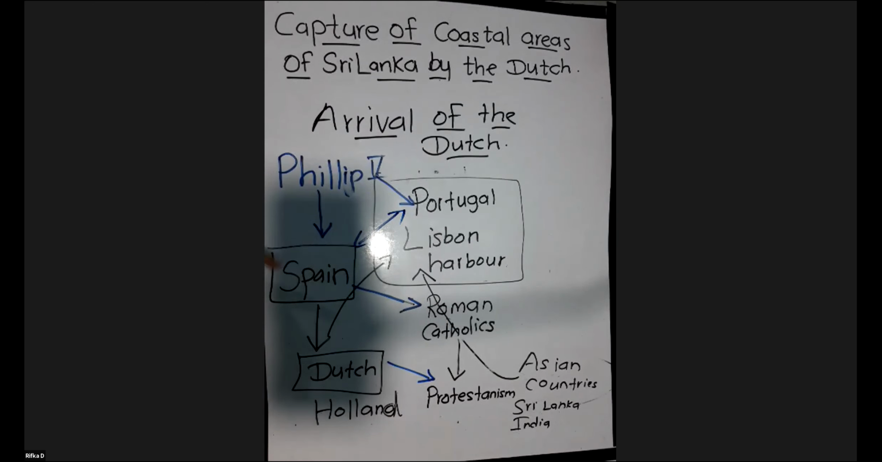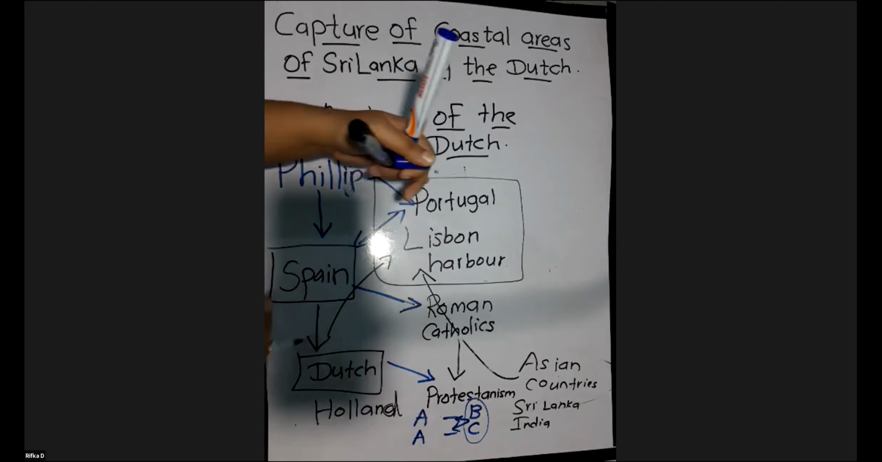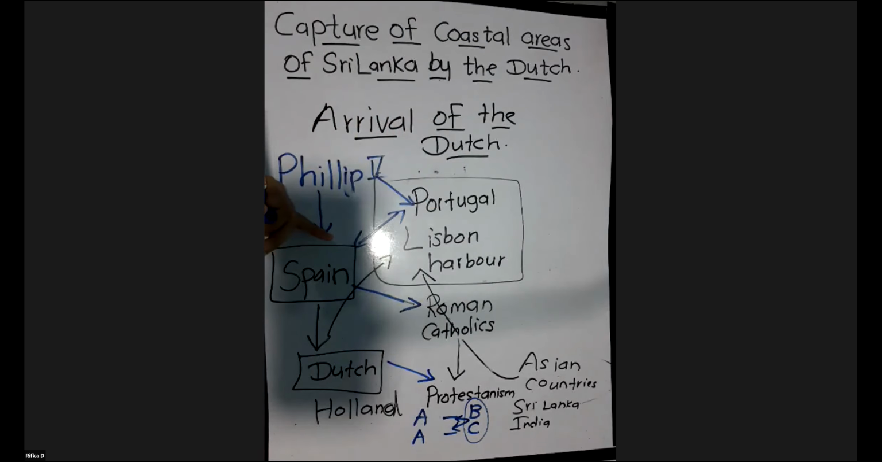Now, I always tell you, just as an example, A and B are enemies, and A and C are enemies. So automatically, which two will become friends here? Yes, B and C, because both of them have the same enemy. So they too will become friends. The same thing happened here. Portugal's enemy is also Holland, and Spain's enemy is also Holland. So now Portugal and Spain became friends.